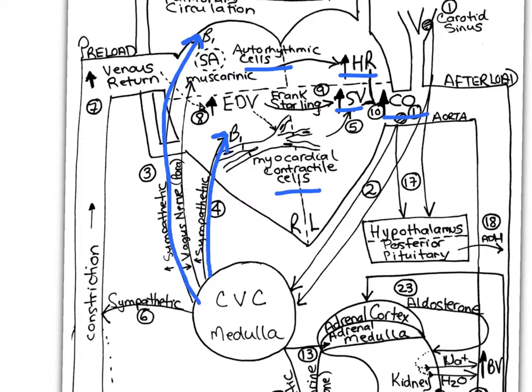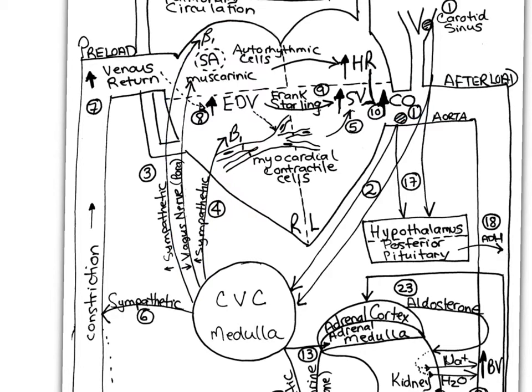What I want you to pay attention to here are the type of receptors that are responding to norepinephrine being released from the sympathetic nervous system. You can see here the myocardial contractile cells. They are going to have adrenergic receptors, and in particular, these are beta-1 receptors. The autorhythmic cells are also going to have adrenergic receptors, and they are also beta-1 receptors.